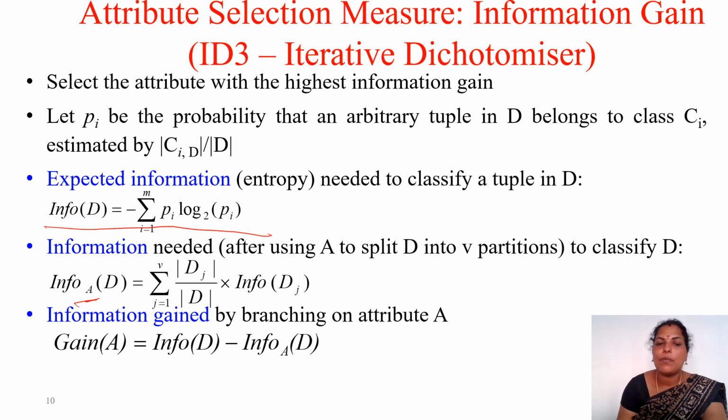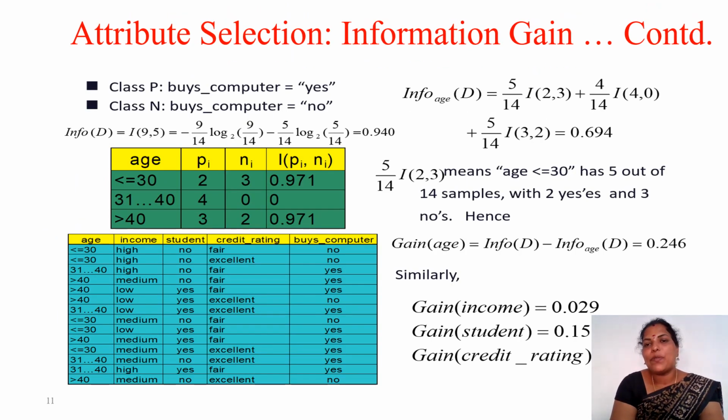Then we compute the information gain by branching on attribute A, that is Gain(A) equal to Info(D) minus Info_A(D). So the class label information minus that of each and every attribute is the gain. This is the simple decision tree induction process using the attribute selection measure information gain, which is mainly used in ID3. So this is one example of how to compute or construct a decision tree.